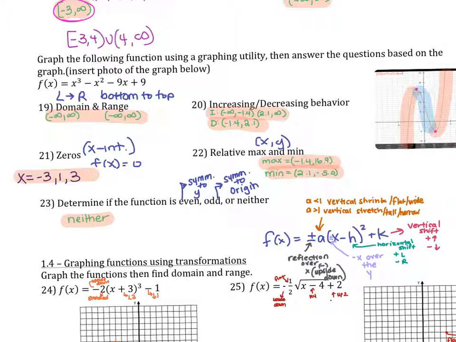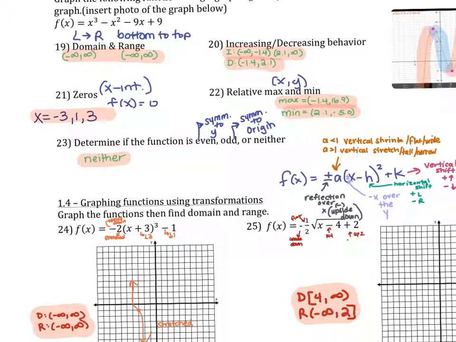If you're within a couple of tenths of a point, it's okay, but you want to be pretty close. And then it increases again from 2.1 to positive infinity. All of those are parentheses. Decreases from negative 1.4 to 2.1. The zeros were at 3, negative 3, and positive 1, everywhere across the x-axis.